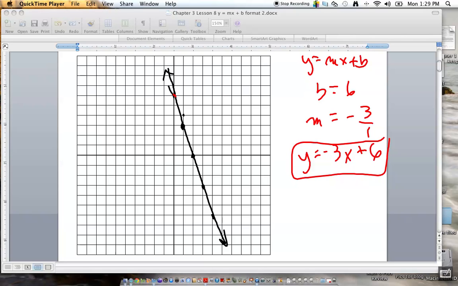Okay? So what is it that you need to know to do well on tomorrow's quiz? You need to know this. Y equals mx plus b. You need to know how, if I give you the equation, you graph it, or if I graph it, you give me the equation. You gotta be able to go in both directions.